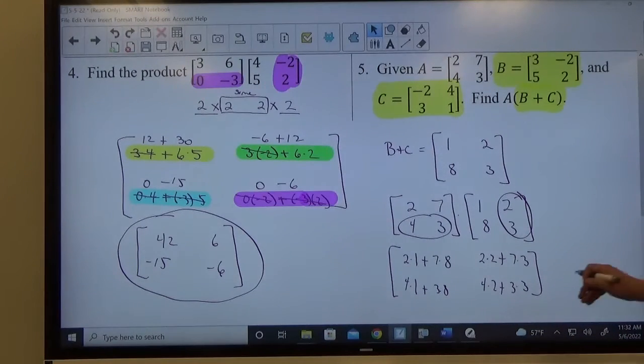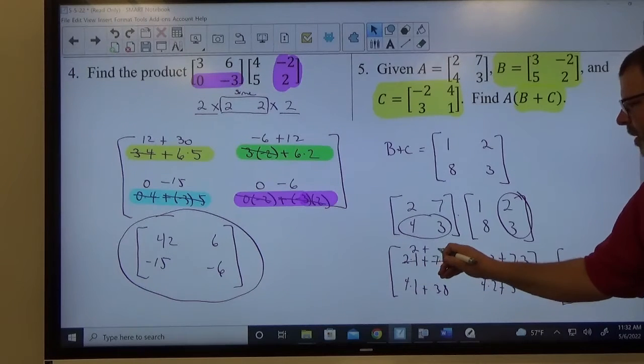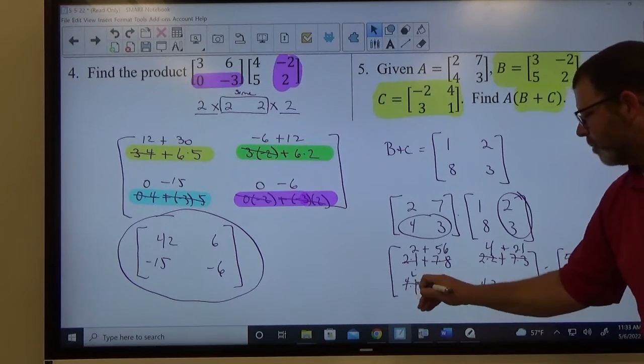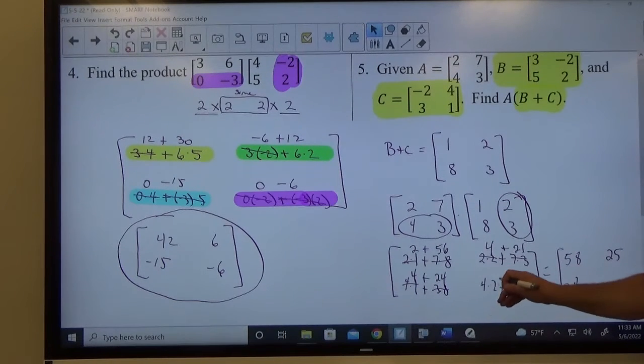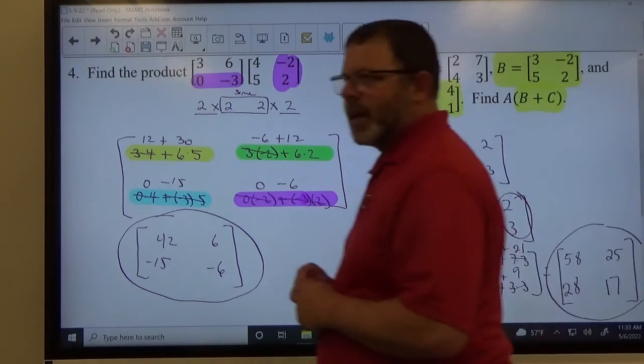So my end result here is going to be, that's 2 plus 56, which is 58. This is 4 plus 21, which is 25. This is 4 plus 24, which is 28. And this is 8 plus 9, which is 17. And again, stop. Once you get to that answer, once you multiplied and did all your stuff, there's nothing else to do.